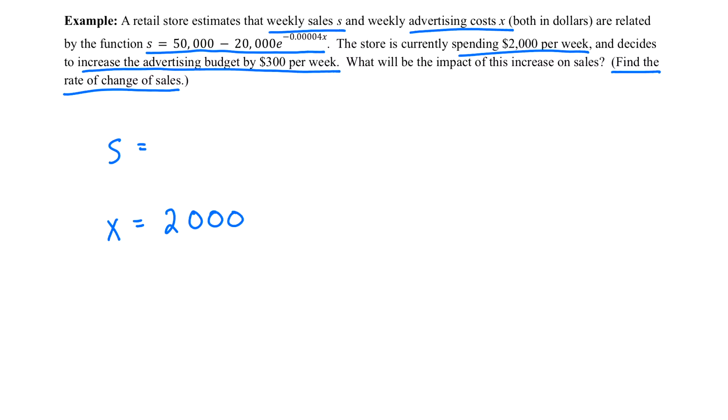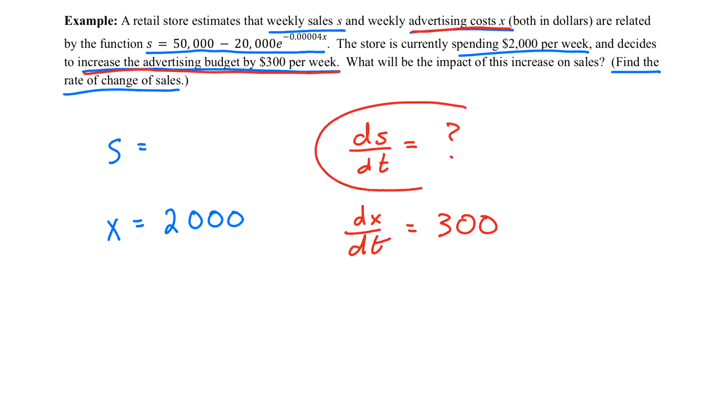And they decide to increase the advertising budget by $300 per week. So we're going to need to know what is ds over dt and what is dx over dt. This increasing the advertising budget by $300 per week. Well, X was our advertising costs. We're increasing that, so that means dx over dt will be a positive $300. I want to find the rate of change of sales. So in other words, I'm looking for ds over dt.